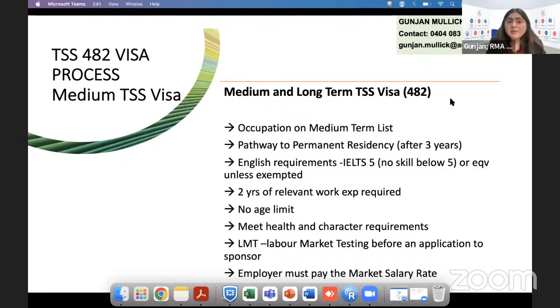Okay, so medium and long-term visa. When the occupation is in the medium term, it means you may get your permanent residency after 3 years. So let's say, for example, you lodge the 482 visa for 3 years. After 3 years, you can lodge a TRT, a 186 transition stream. What it means is that you are transitioning from a 482 visa to a 186 visa. The eligibility for 186 TRT, which is a permanent residency, is that you must be working on a 482 visa for 3 years. So that's why I've mentioned here pathway to permanent residency after 3 years.